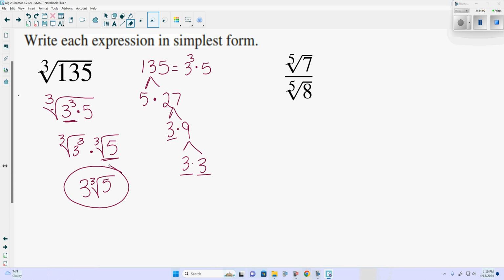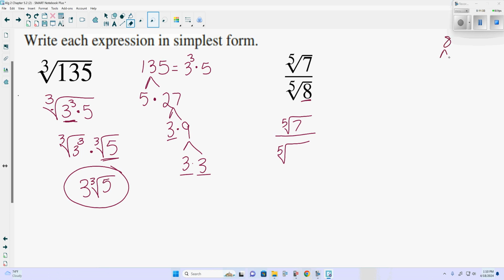Questions on this here so far? Our next one, fifth root of 7 over the fifth root of 8. Now the issue with this here is that we have a radical in the bottom of the fraction. The fifth root of 7 is as simplified as it gets, same with the fifth root of 8. Now the first thing we need to do in simplifying this is determining if we can rewrite 8 as a number to a power or multiple numbers to a power.